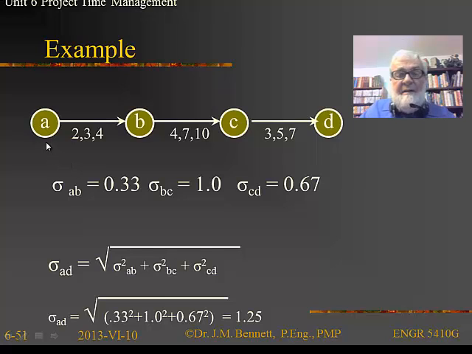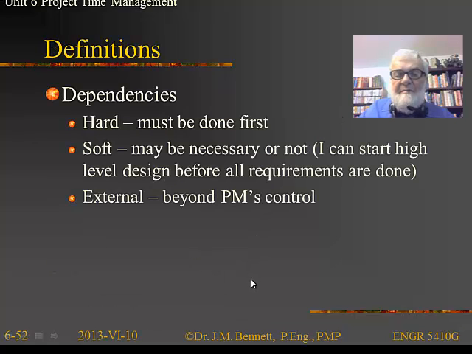If I want the entire standard deviation from A through D, I add up the squares of the 3 that I just computed: .33 squared, 1 squared, .67 squared, and take the square root of the whole bunch of them, and I come up with a standard deviation of 1.25. So that enables me to make an estimate here. My actual expected duration is going to be basically the average of the likely one, but the standard deviation is going to be 1.25.